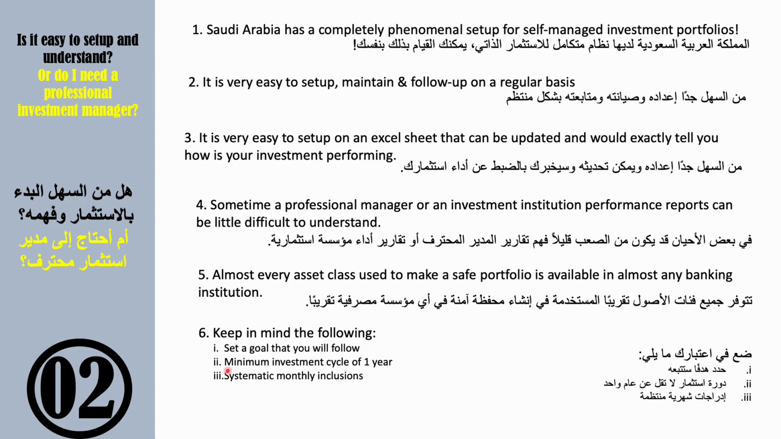Okay. Point number two: the minimum investment cycle should be a year. Honestly, unless it's something lower, done by professionally managed institutions, and they're telling you 3 months, 6 months, 8 months, 10 months, 1 year. But I would rather use an investment cycle which is almost a year long.